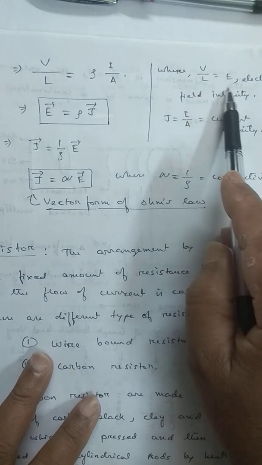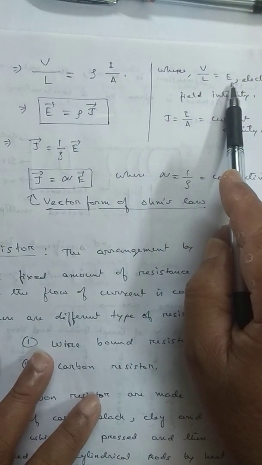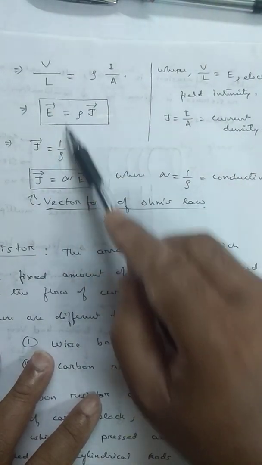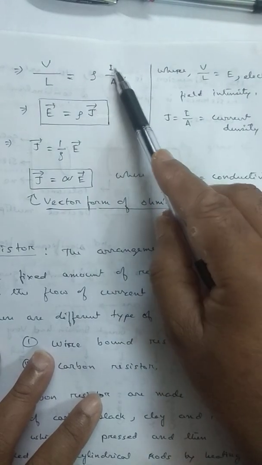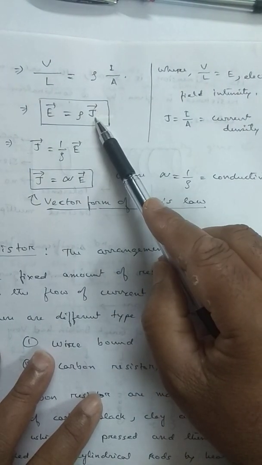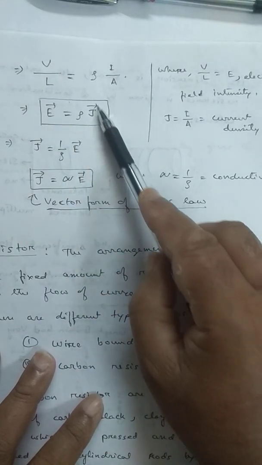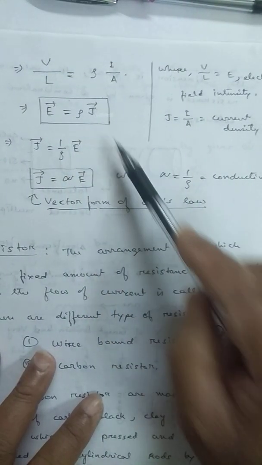What is V by L? It is electric field intensity, because electric field is the negative gradient of potential difference. Okay, V by L is E. So therefore E is equal to rho times I by A. What is I by A? I by A is current density. So this is the vector form of Ohm's law.